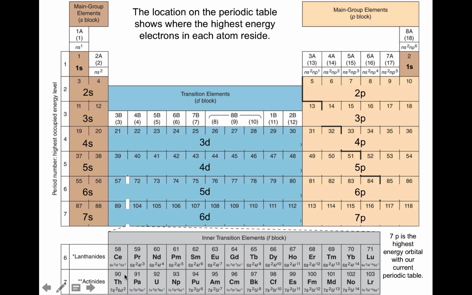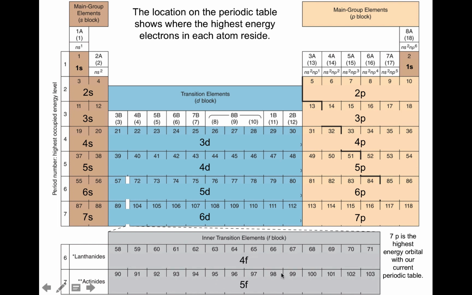Finally, the F block, these inner transition elements that we never really talk about here. Remember, you can fit 14 possible electrons into an F sublevel, and if you count how many elements wide these lanthanide and actinide series are, it's 14. Another thing you have to remember here is that period 6 corresponds to 4f. So for the F block, you have to subtract 2 from the period number to get the energy level.